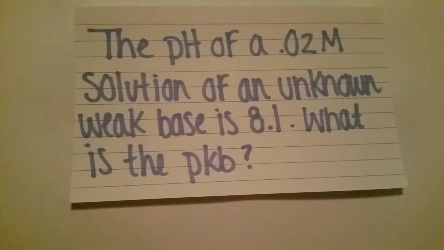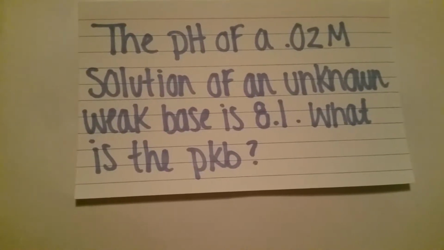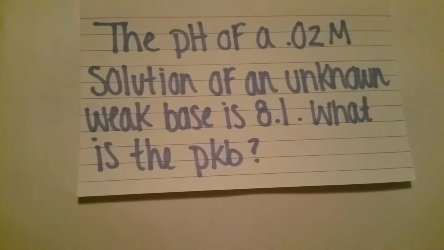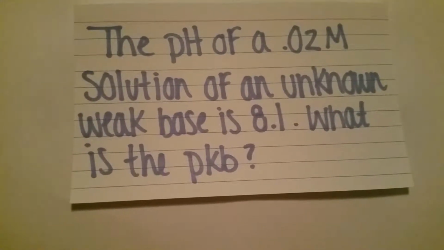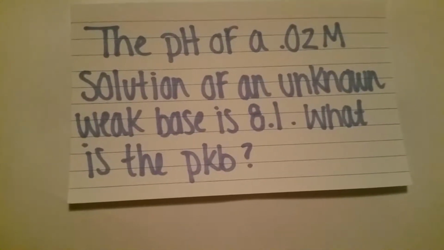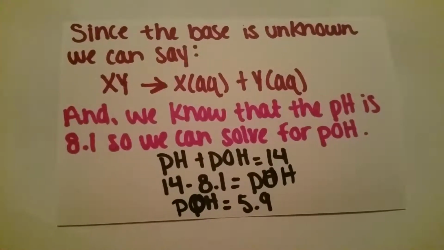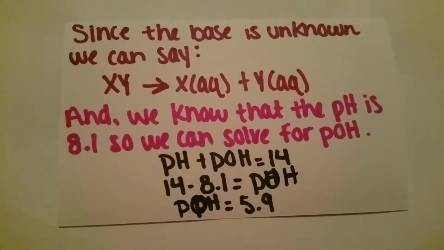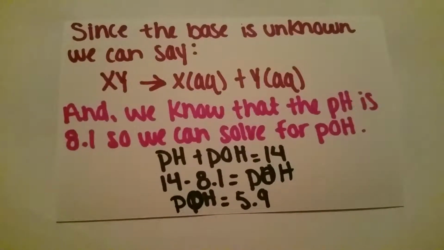The pH of a 0.02 molar solution of an unknown weak base is 8.1. What is the pKb? So first, take note of what's given to us. We have a concentration and a pH. Since the base is unknown, we can say that XY yields X plus Y. And we know that the pH is 8.1, so we can solve for pOH.